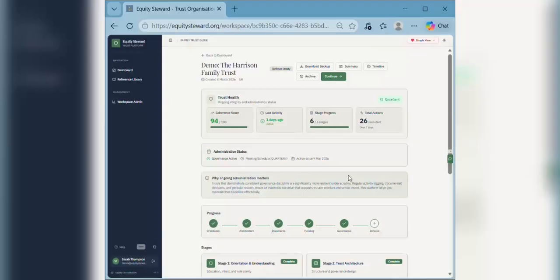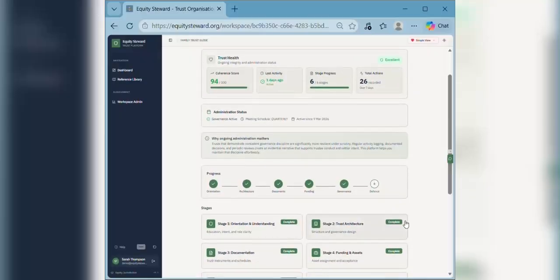But once the trust is actually established, another responsibility begins. That responsibility is administration. Over time, trustees need to preserve clarity around the trust purpose, maintain reliable records, document decisions properly, track assets coherently, and ensure that the conduct of the trust remains aligned with its structure. Equity Steward was designed to support that ongoing responsibility.